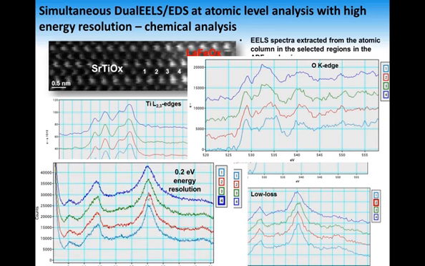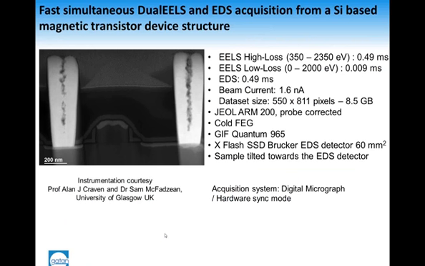Again, looking at the low loss, with the system with much better energy resolution, you can see differences there too. So this is the last example. This is some EELS and EDS data acquired in Glasgow using a probe-corrected ARM at 200 kV, with a GIF Quantum 965. Here they have an EDS detector of 60 millimeters squared, and all the data were acquired with a very short exposure time, 0.5 milliseconds. High loss from 350 to 2350 eV in DualEELS mode, so we also have low loss information, along with EDS, at pretty high beam current.